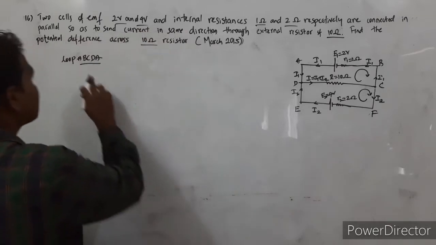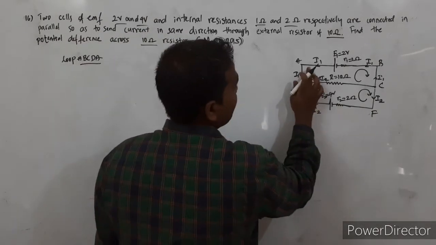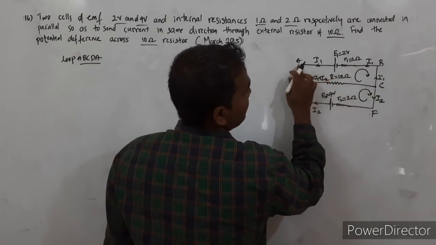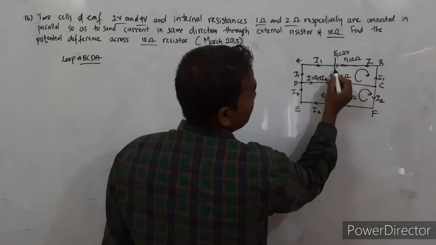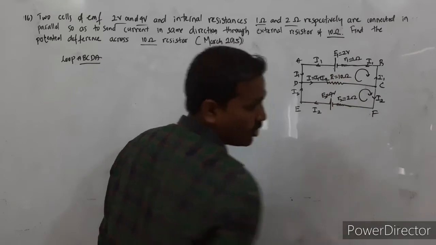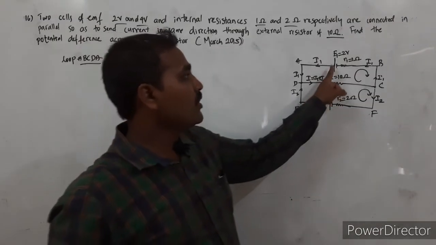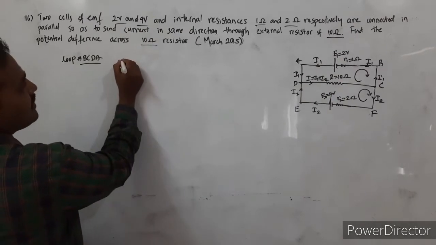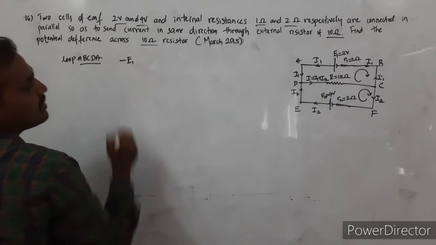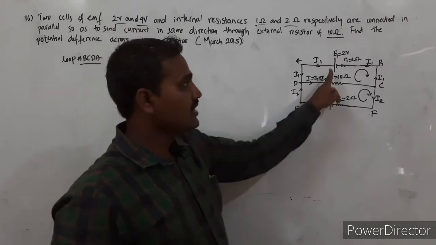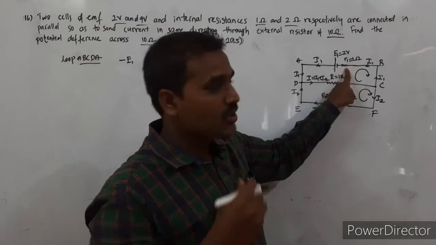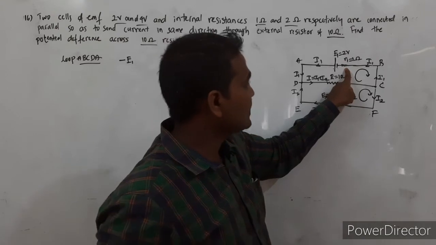First let us consider A, B, C, D, A. Let me move from A to B. My assumed current is from A to B, so we are moving from higher potential to lower potential. As I said, when moving from higher potential to lower potential, I have to consider that EMF as negative, so I write minus E1. This is the EMF of the cell. Then there is a resistor here, and there will be a potential drop because of this resistor.